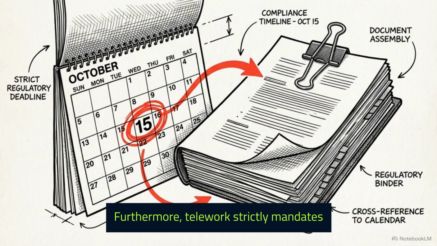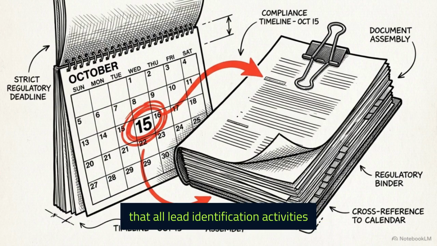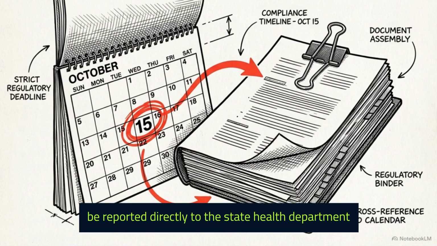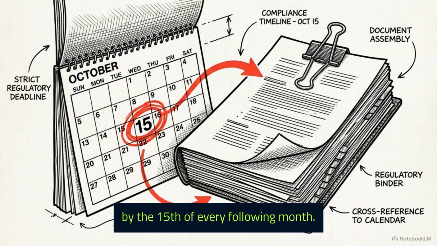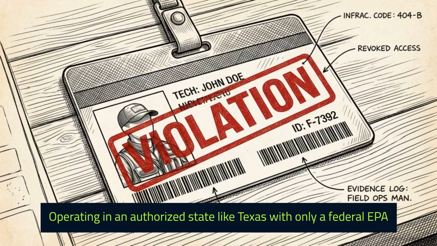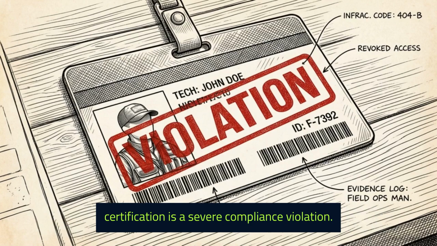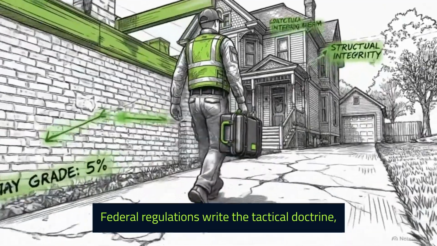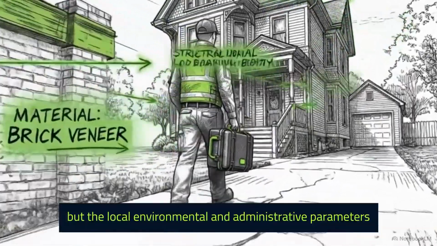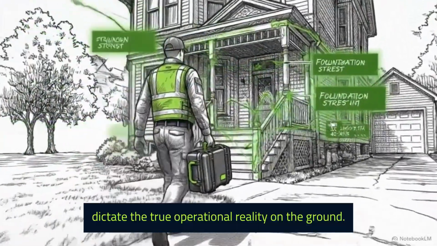Furthermore, TELRR strictly mandates that all lead identification activities be reported directly to the state health department by the 15th of every following month. Operating in an authorized state like Texas with only a federal EPA certification is a severe compliance violation. Federal regulations write the tactical doctrine, but the local environmental and administrative parameters dictate the true operational reality on the ground.